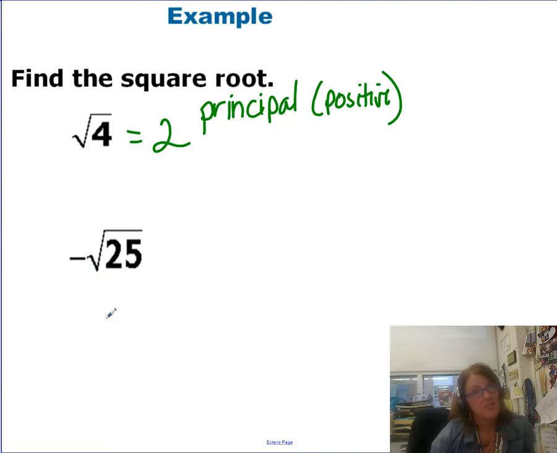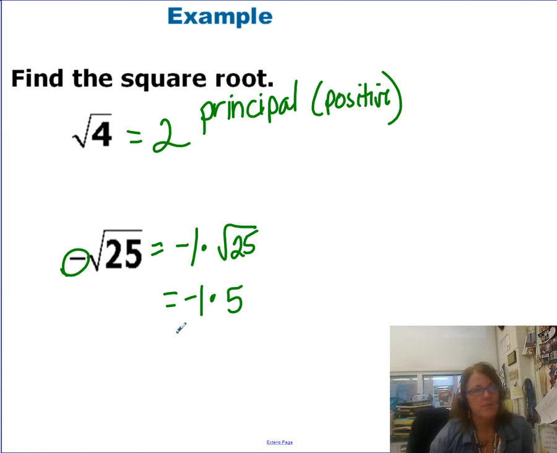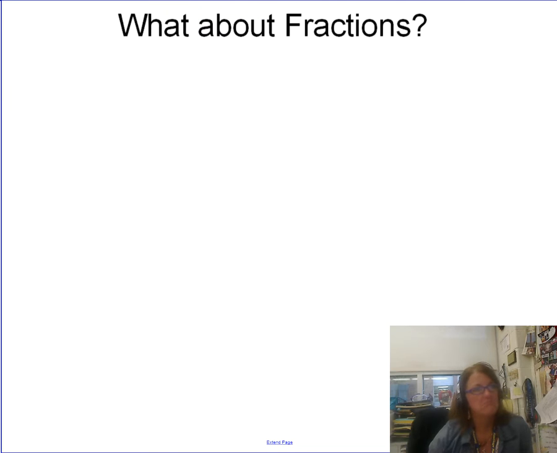This one, however, is a little tricky. See that stinking negative sign out front? I need you to think of this as the annoying little cousin that's getting dragged along to everything. It's a -1. The square root of 25 is plain old 5, but because of this extra -1 being multiplied in front, this time my answer is -5. Okay? Okay. What about fractions?